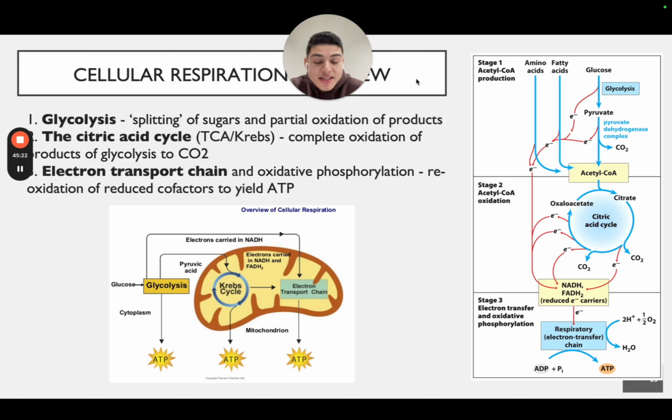And then the second process is called the citric acid cycle, and it's the complete oxidation of the products of glycolysis to CO2. We break down our complex monosaccharide into carbon dioxide, and that's done by the Krebs cycle at the end of it. It's both glycolysis and the Krebs cycle combined that form that CO2.